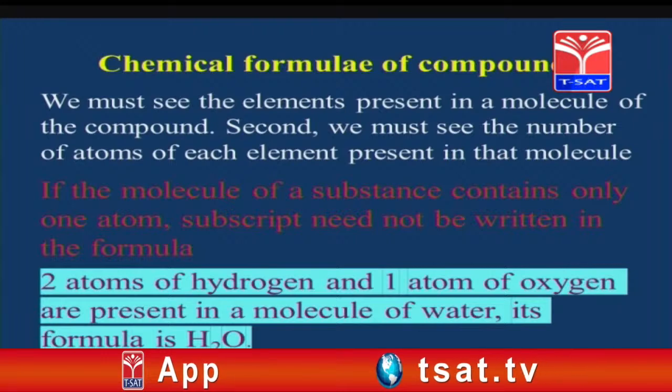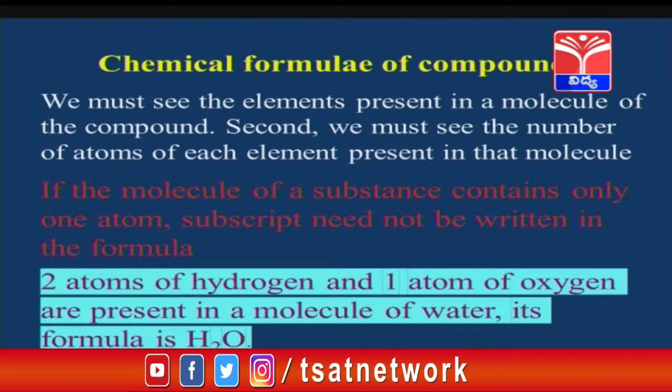So, now chemical formula of the compounds. How can we write the chemical formula of compounds? First of all, we have to see which kind of atoms are present in a given molecule. We have to see how many atoms are there. It is very, very important.